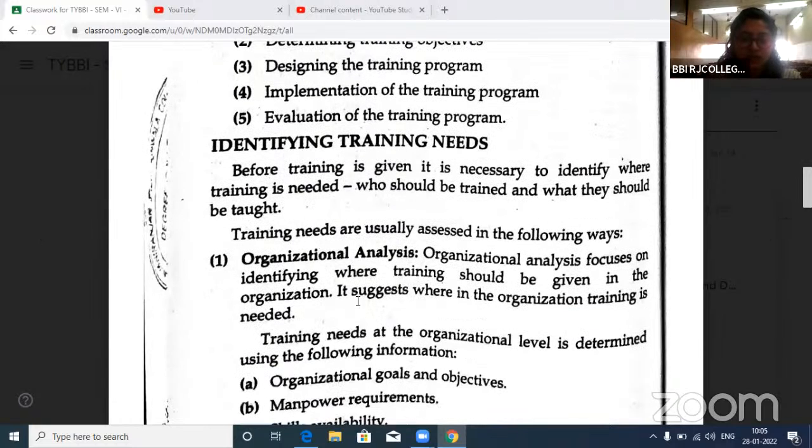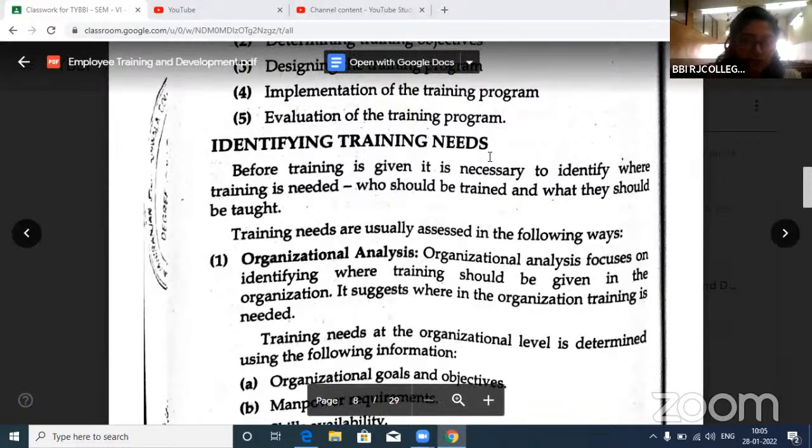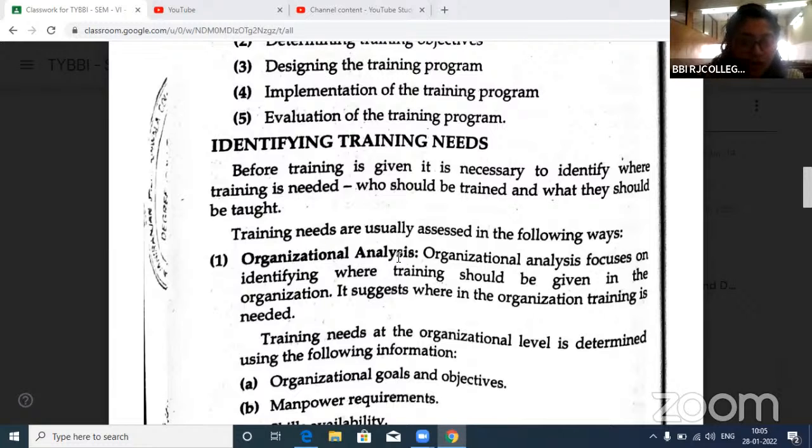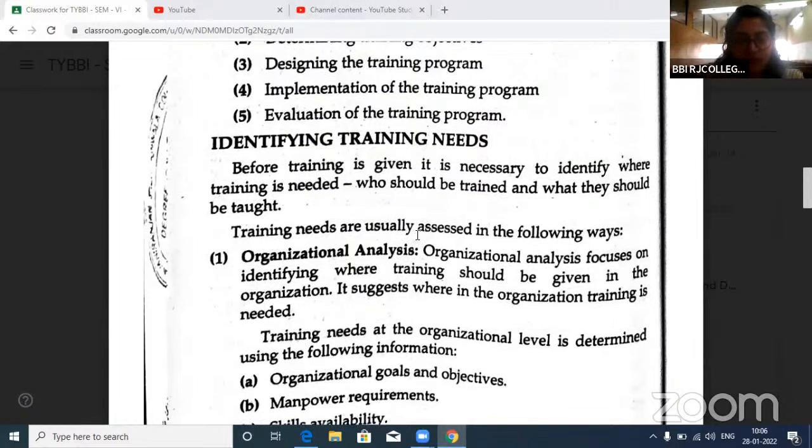Okay, so see, it is written here. First is organizational analysis. During the process of identifying training needs, the first step will be organizational analysis. That means you will try to understand the organization first: what are its needs, what are its objectives, and how the organization wants employees to work. According to that, employees will be trained.